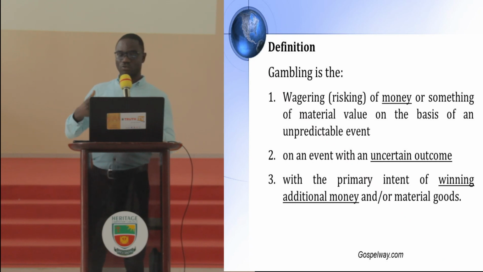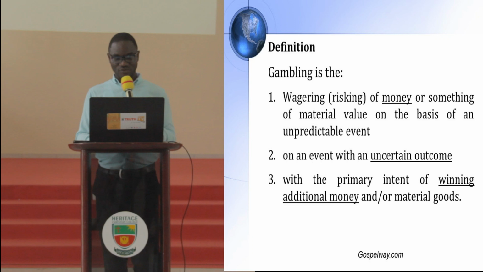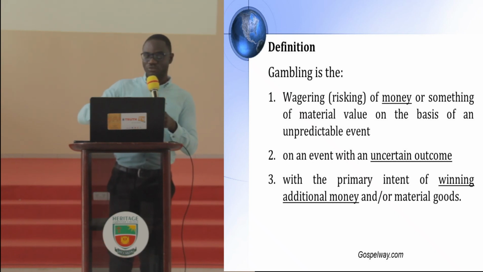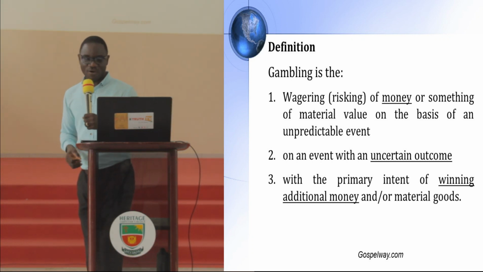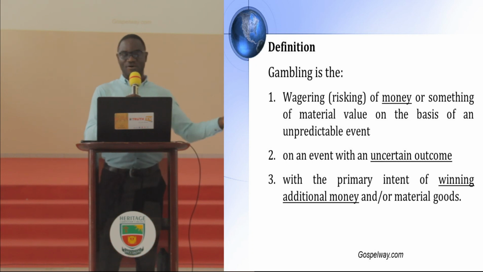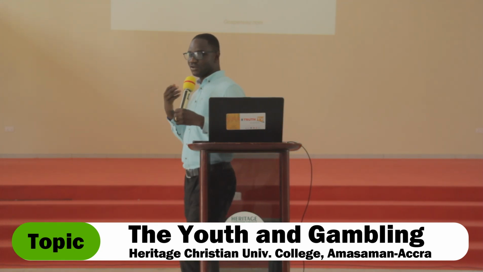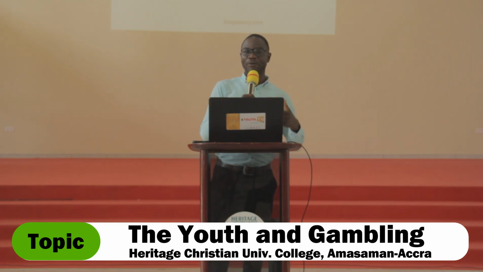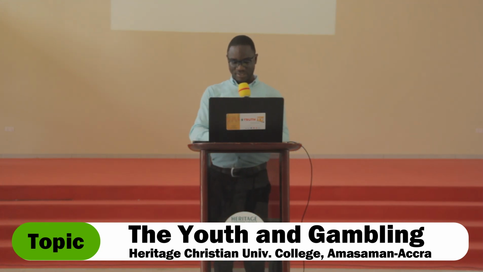Okay, so gambling, the definition, as I was searching for it, is about wagering or risking of money or something of material value on the basis of an unpredictable event. Some of the characteristics they gave: it is based on an event with an uncertain outcome, and it has a primary intent of winning additional money and or material goods. So these are some things that we'll be looking at, because when you look at a lot of activities, you may have some aspects of this featuring, and people wonder whether they also constitute gambling. And so we'll be looking at these critically.